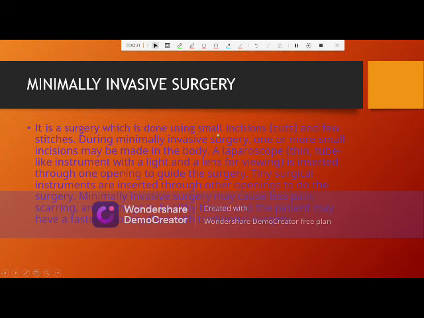Minimally invasive surgery. It is a surgery which is done using small incisions or cuts and few stitches. During minimally invasive surgery, one or more small incisions may be made in the body. A laparoscope, a thin tube-like instrument with a light and a lens for viewing, is inserted through one opening to guide the surgery. Tiny surgical instruments are inserted through other openings to perform the surgery. Minimally invasive surgery may cause less pain, scarring, and damage to healthy tissue, and the patient may have a faster recovery than with traditional surgery.